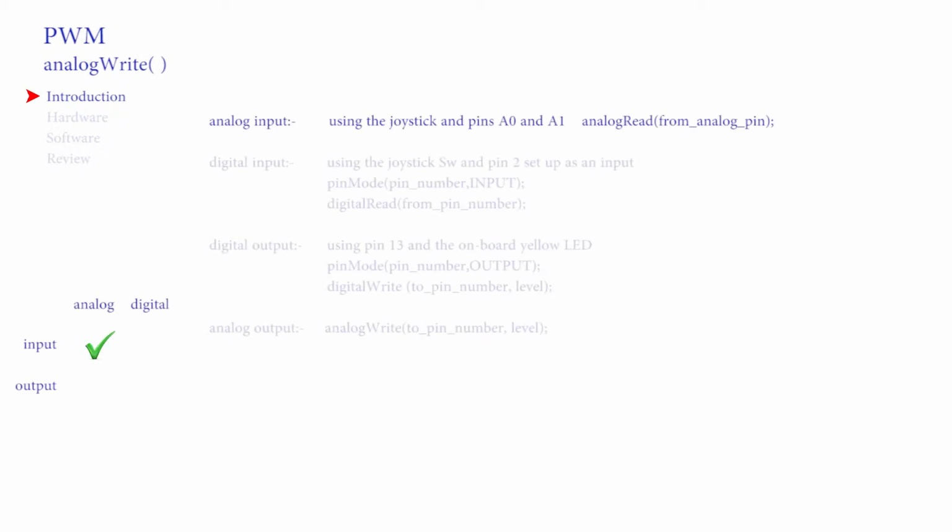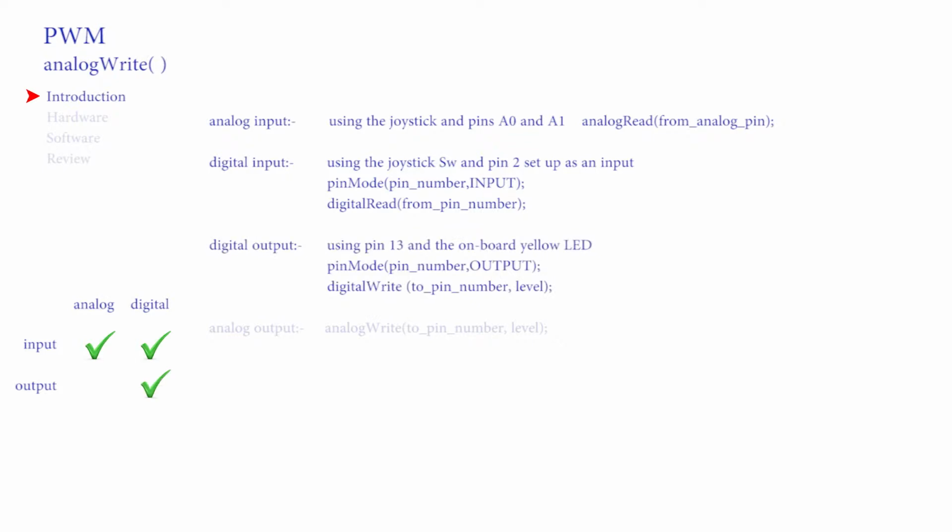There's something missing. What is it? Something we've not covered yet. What have we not covered? So far, we've looked at analog input using the joystick pins A0 and A1 and analogRead, digital input using the joystick SW input, pin 2 as an input, and digital output using pin 13 and the LED on board.